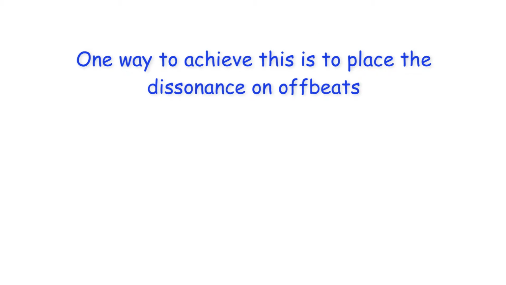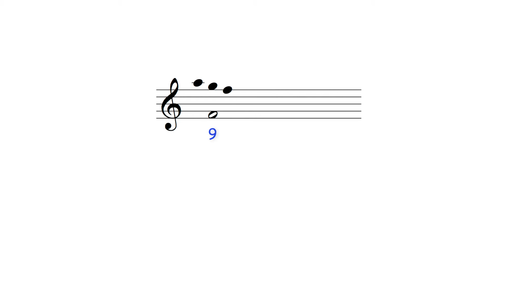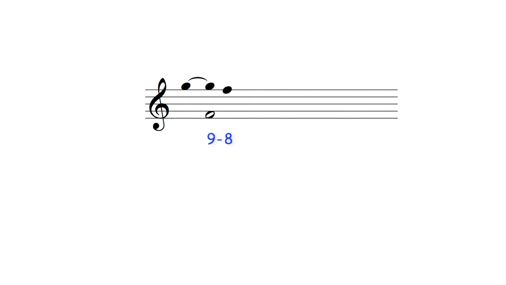One way to achieve this is to place the dissonance on offbeats, or if used on the beat, treat it as a non-harmony note or suspension. For example, the following 9th is here treated as an accented passing note which moves to a consonant octave, and when inverted, a third. The same 9th can also be treated as a 9-8 suspension, which inverts as a 2-3 suspension.